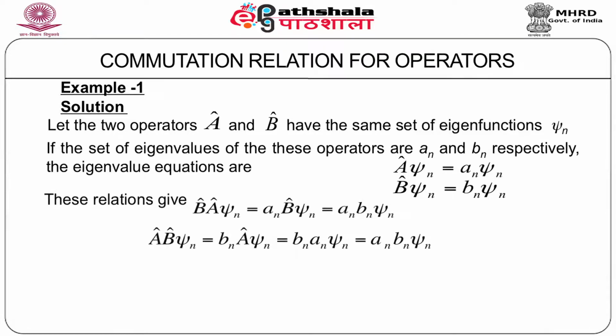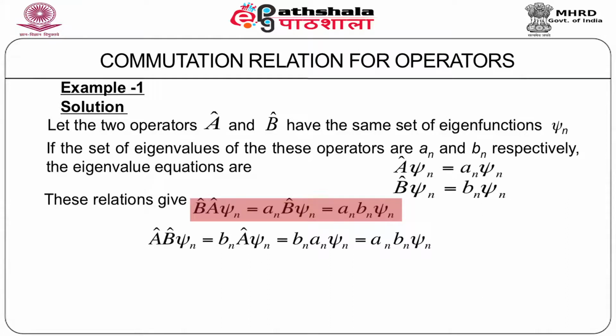So you get BA psi n on the left hand side. When A operates on psi n, by the first equation you get a_n psi n. So BA psi n will be equal to a_n times B operating on psi n. Now, from the second equation on the screen, B psi n is b_n psi n. So the result becomes a_n b_n. So this is the first result: BA operating on psi n is equal to a_n b_n.